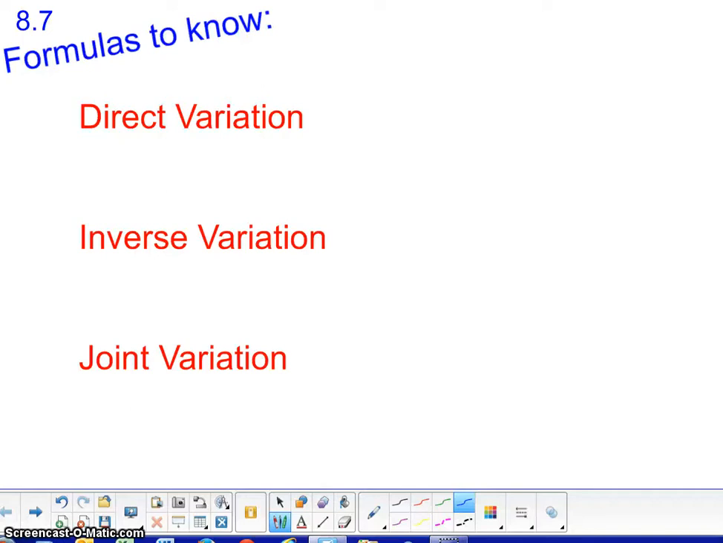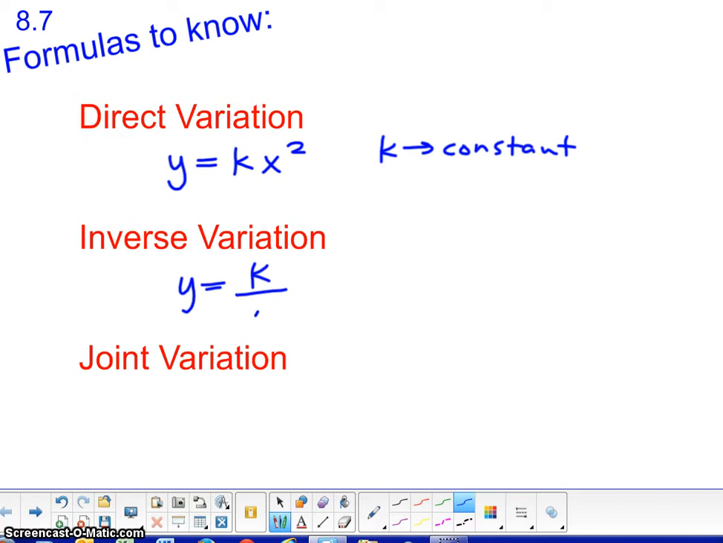Hi, this is Mrs. Slater, and there are certain formulas to know when it comes to variation: direct, inverse, and joint. You will see that the quadratics are going to be showing up, like for example, in direct variation, y equals k x squared, where k is the constant in each one of these. Inverse variation is division, where k is over x squared. And then joint variation, you're going to see y equals k times x times z. And in each case, k cannot equal 0.